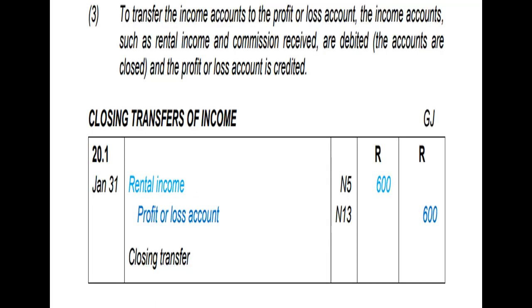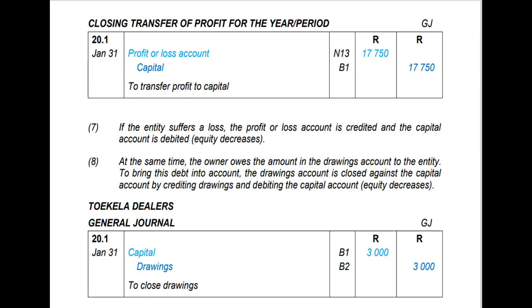Then for income, what are we going to do? We need also to close off our income. We saw that we have rent income. How do we zero out an income account? We need to debit the income account. You're going to debit that rental income, and what are you going to credit? You're going to credit your profit or loss account. Then again, we know that the profit or loss account is a temporary account. It needs to be closed off to where? To your capital account.